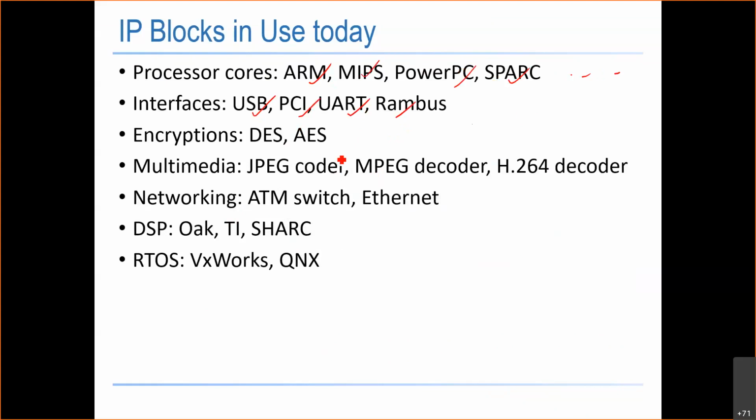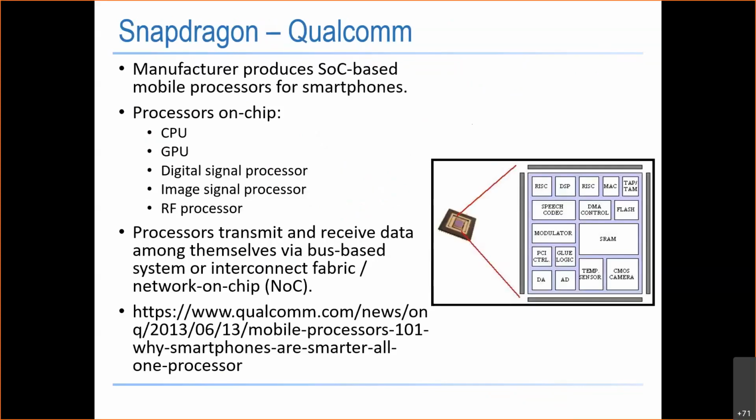You may want to provide some sort of encryption for your applications. You can get DES, AES, and other encryption techniques. You may want to have a video or MPEG decoder, for example. You can add that decoder and encoder, networking, a special DSP processor, and maybe you want support from a real-time operating system. So these are the kind of IP that you can integrate in your chip.